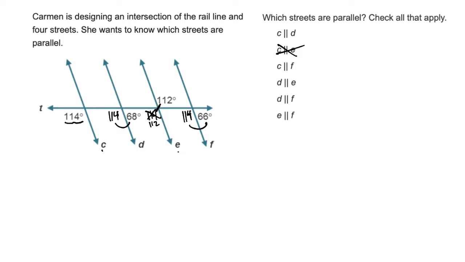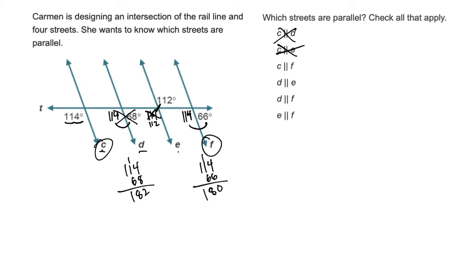Okay, so 114 and 68, what does that equal? That would be 182. So that one's not going to work either in terms of C and D. So C and D are not parallel. Okay, what about F? 114 and 66, that would be 180. Okay, C and F are going to be parallel. So that's one parallel line.